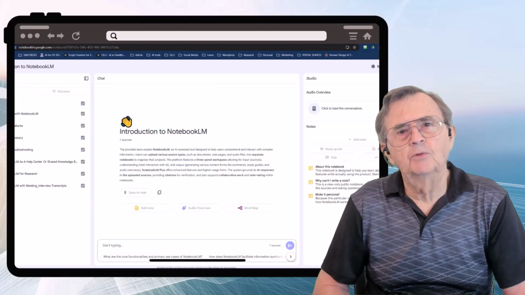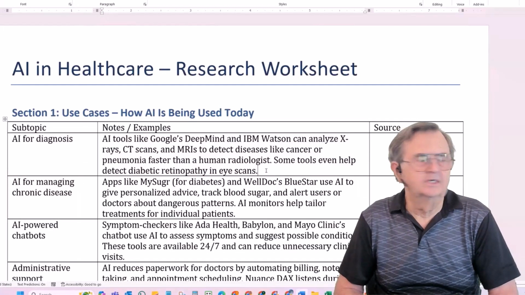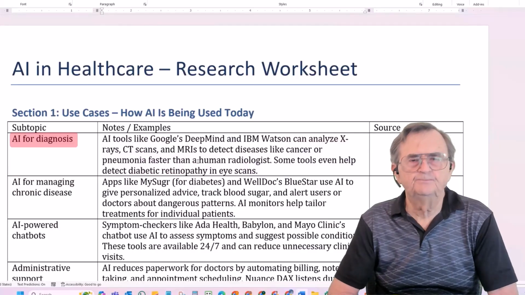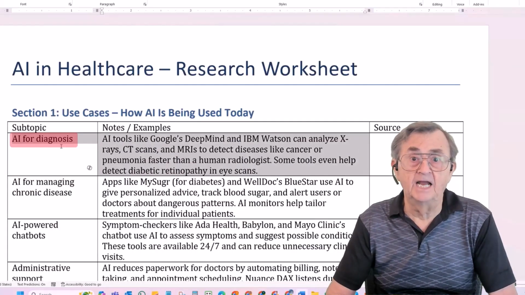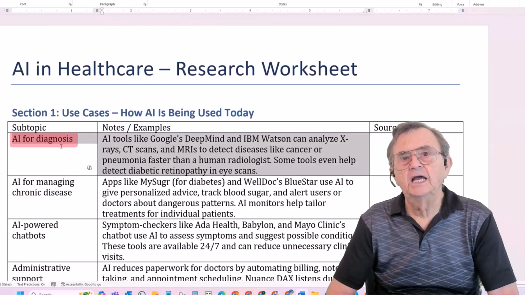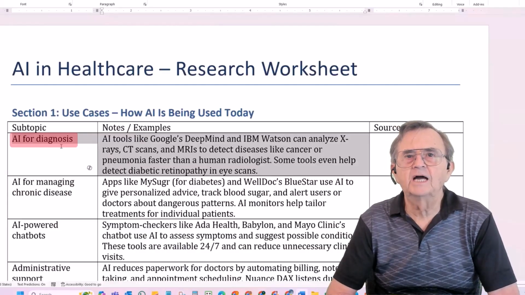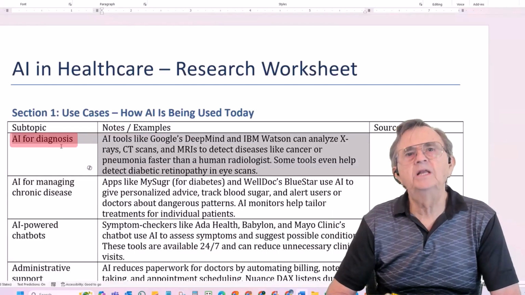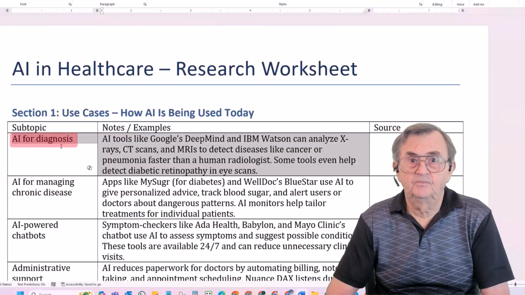For this demo of NotebookLM, I chose the first subtopic from our Word document, AI for Diagnosis, to keep the demo short and focused. This subtopic covers how tools like DeepMind or IBM Watson analyze scans to detect things like cancer or diabetic eye disease. To present this well, we need more depth, more examples, context, and evidence.